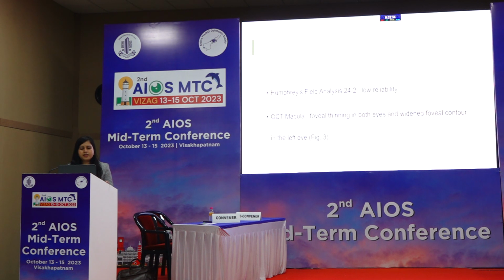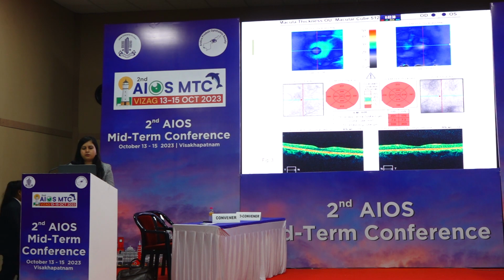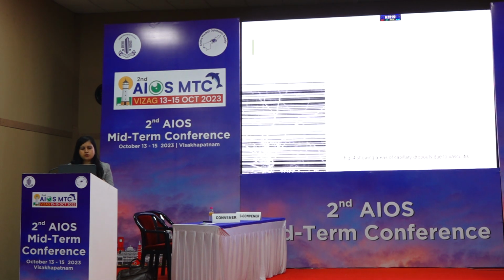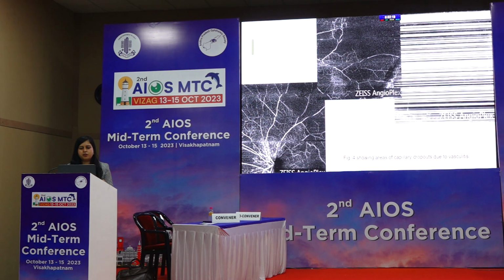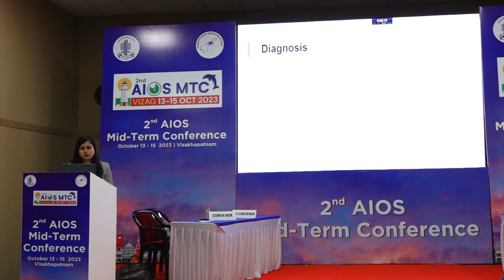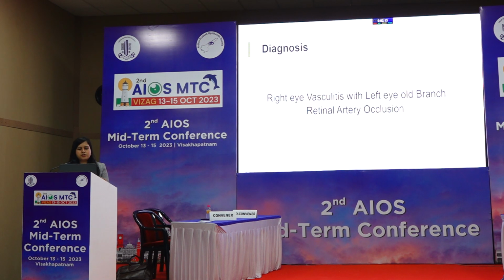Humphrey field analysis was not reliable in this patient, but OCT macula showed foveal thinning, as you can see here, and there's also a widened foveal contour in the left eye. Here's a picture of OCT angiography of the patient showing areas of capillary dropouts due to the vasculitis. She was diagnosed with right eye vasculitis and left eye old branch retinal artery occlusion.